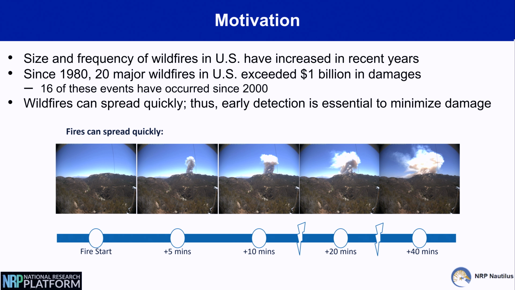As you can see in this sequence of images, the very first one, where it says fire start, that's the ignition. That's when the fire starts. And you see that it can go from something that you can't even see on an image, to growing very large in a couple of minutes. It can grow into a large and potentially very dangerous wildfire in just 40 minutes in this case, right? And because wildfires can spread so quickly, early detection is essential to minimize any catastrophic damage.